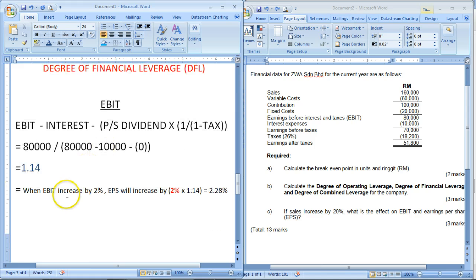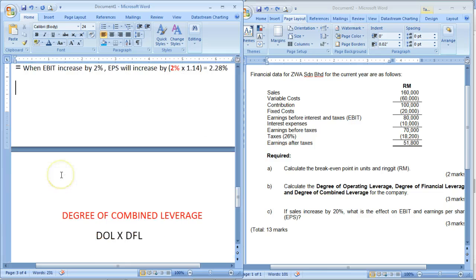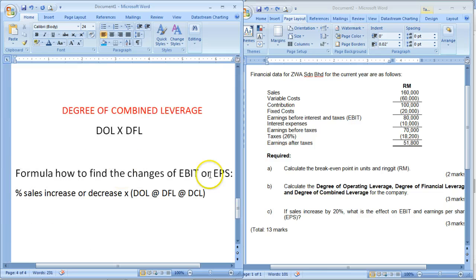Clear. How about the question, when EBIT decreases by 2%? When EBIT decreases by 2%, what happened? EPS also decreases by 2.28%. Decrease and decrease, increase and increase. Okay, next, DCL is about what?